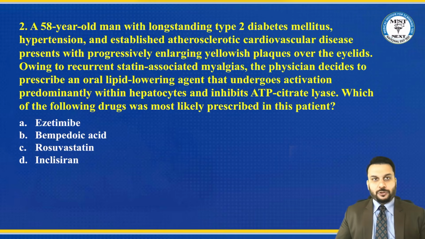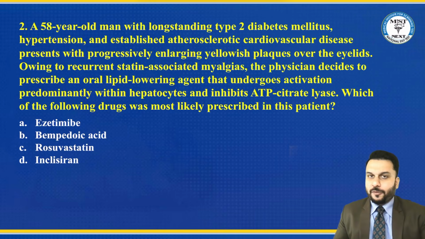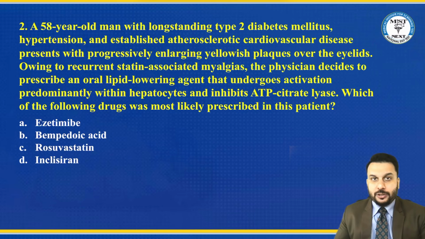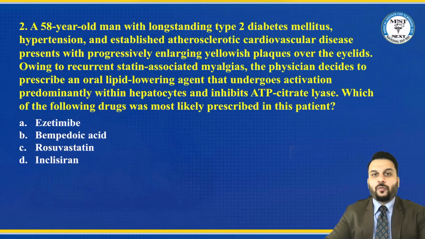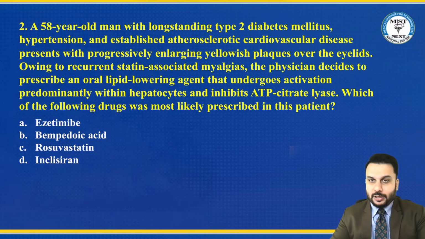So here we are, the next question, doctors. A 58-year-old man with long-standing type 2 diabetes, hypertension, and established atherosclerotic cardiovascular disease presents with progressively enlarging yellowish plaques over the eyelids. All right. Owing to the recurrent statin-associated myalgias, the physician decides to prescribe an oral lipid-lowering agent that undergoes activation predominantly within the hepatocytes and inhibits the ATP citrate lyase. Which of the following drugs was most likely prescribed in this patient?